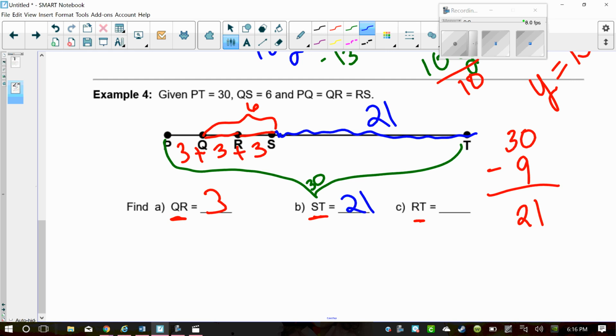Now it asks us from R to T. So I think I can use green. And I'm going to go from R to T, right? So S to T is 21, and R to S is 3. So we're just going to add them up. 21 plus 3 is 24.